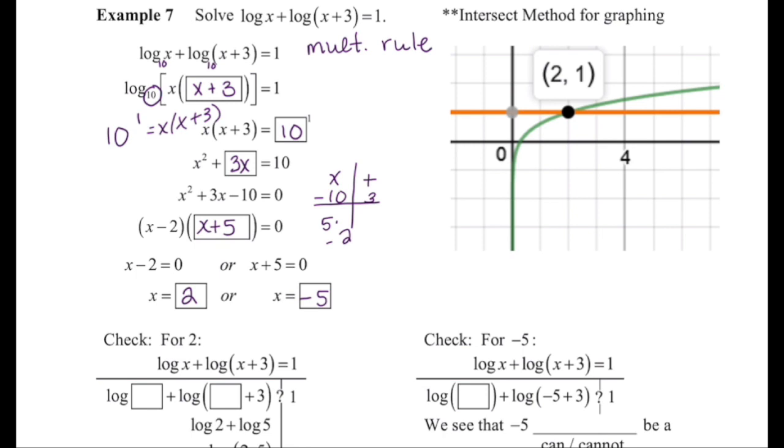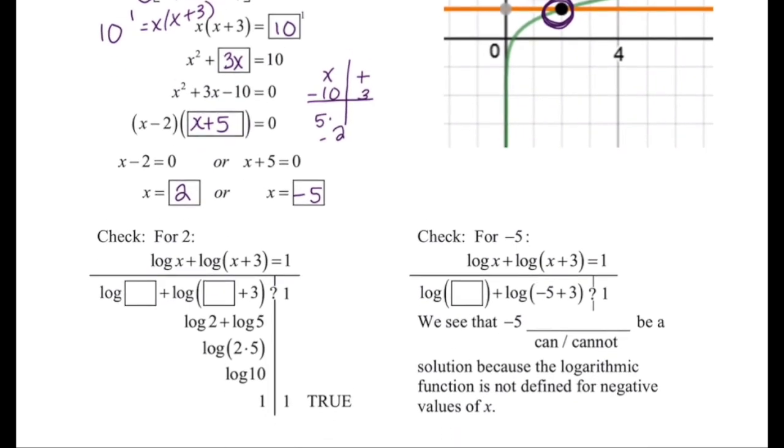We know sometimes that they don't work, and when I'm using the intersect method, I had y equal to the left side, and then I had y equals 1 on the right side. I see that they're only crossing one time. So one of these solutions may not work, which is why it's important that we check our solutions.